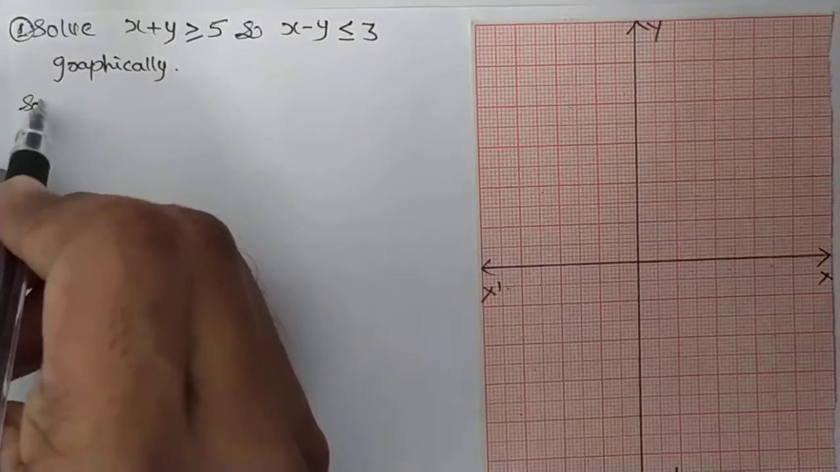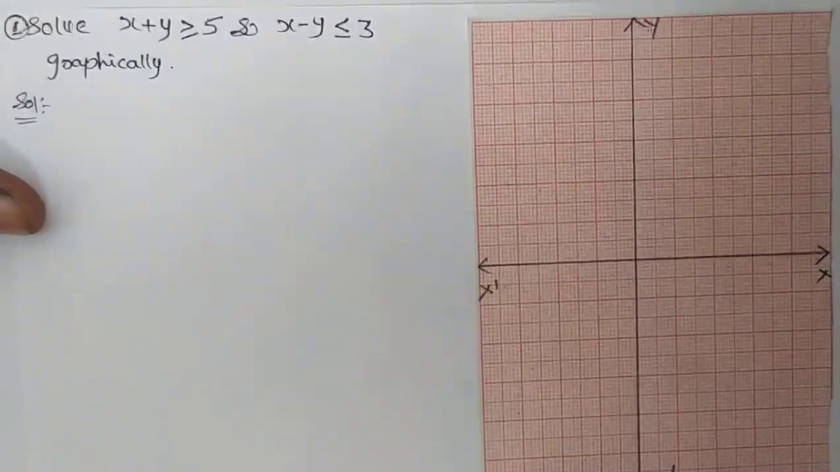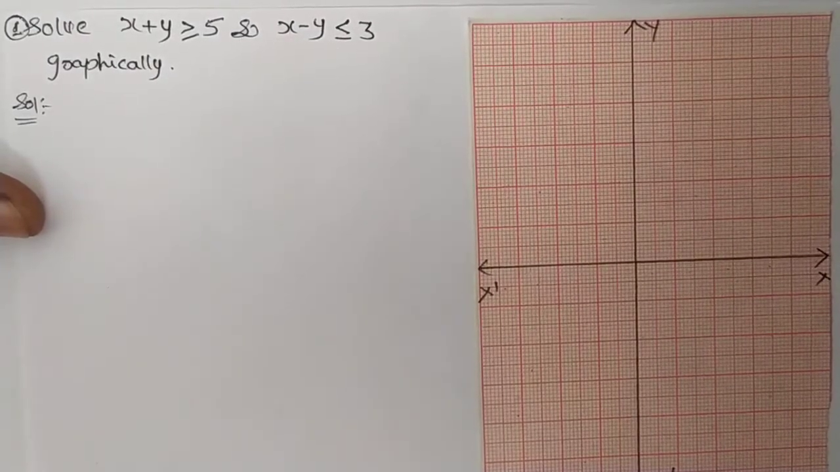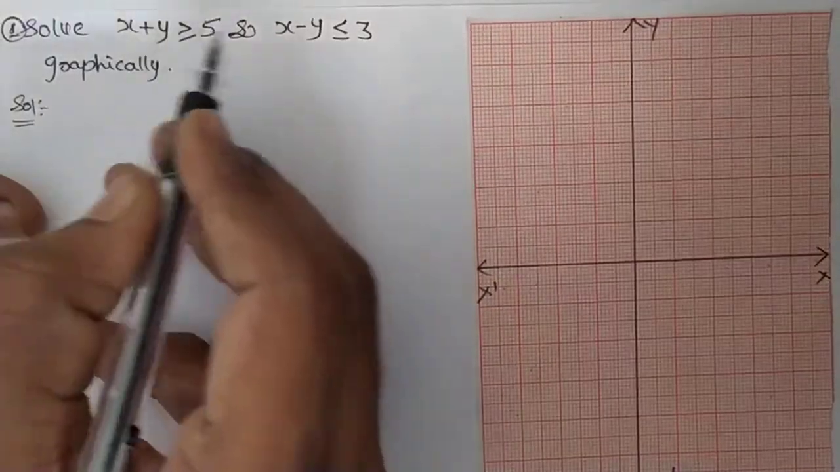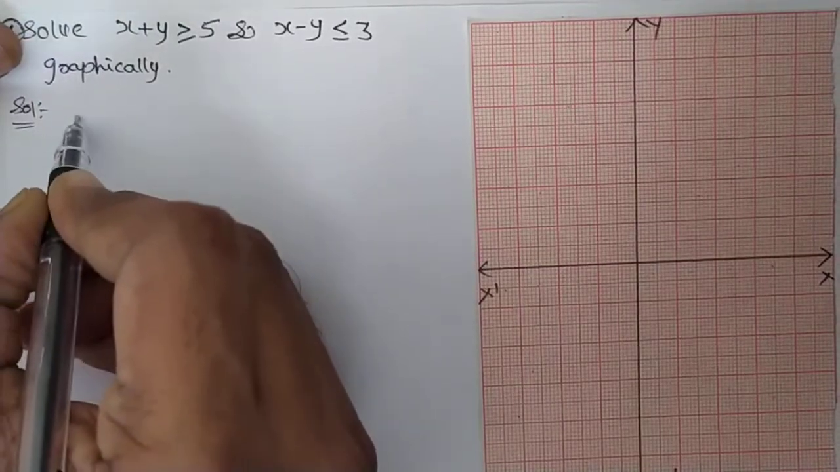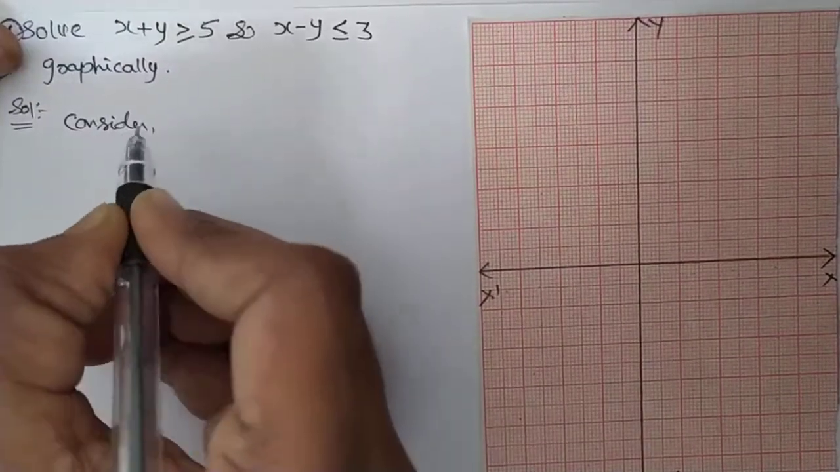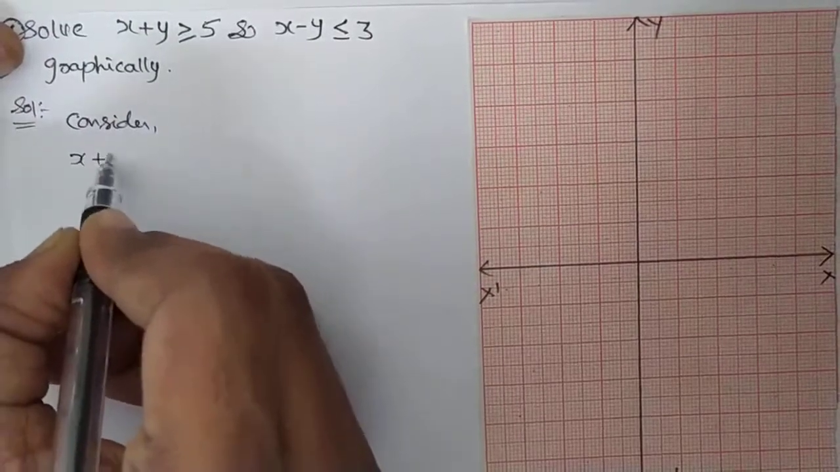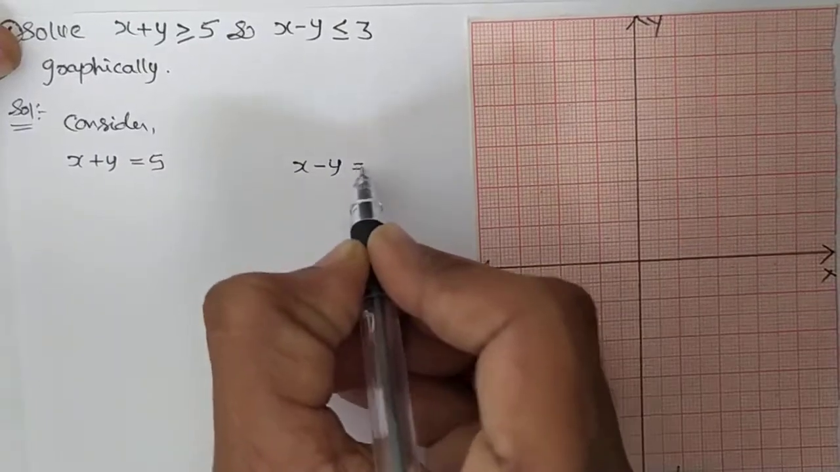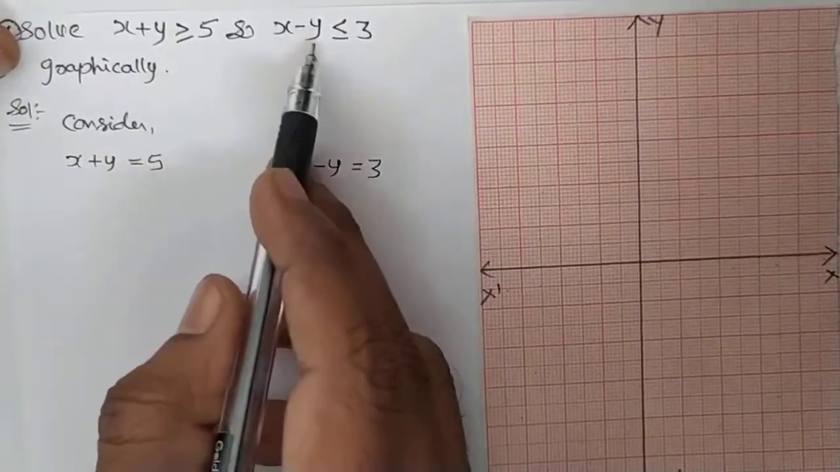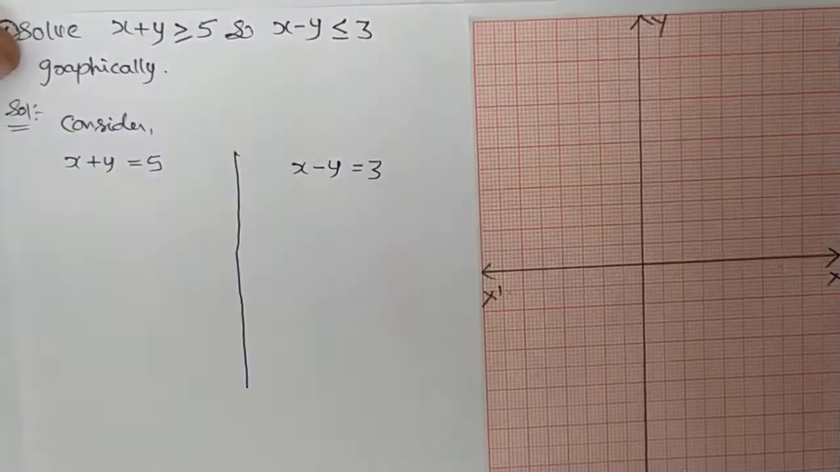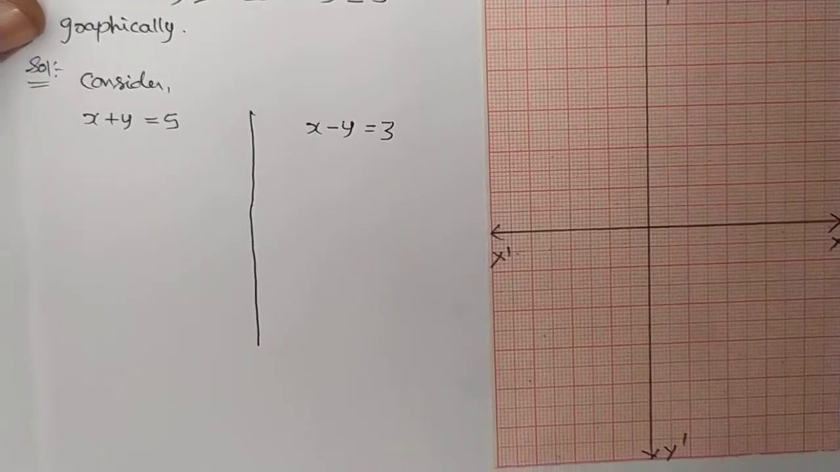Let us solve. Solution. I already told you in the previous class that whatever the inequality is given, we have to consider equal. Here we have two inequalities. Let us consider x plus y equals 5 and x minus y equals 3. Now you just follow the previous steps.